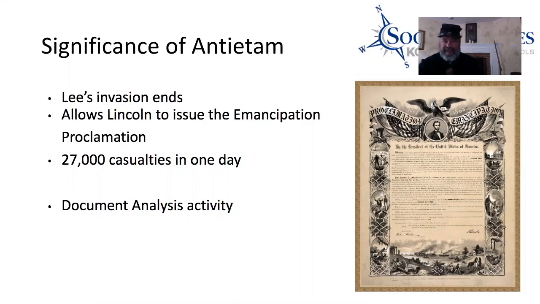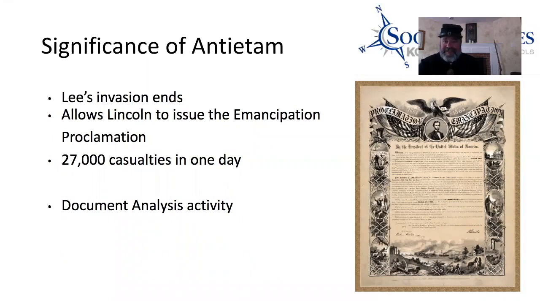Proclamation. This is a document that freed the slaves in the southern states. It allowed former slaves to join the Union Army, which would obviously help their cause, but it was also a war measure to keep Europe out of the war. He had written it several weeks prior to the Battle of Antietam, but he was waiting for a victory.